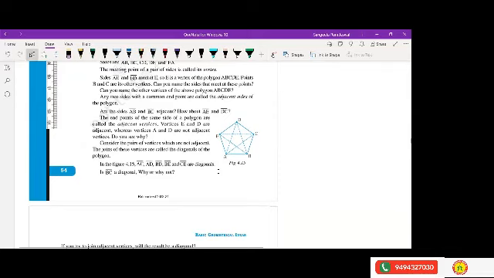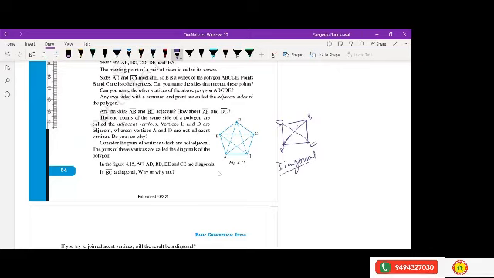Now, when we talk of diagonals, what are diagonals? If I'm talking about diagonals of a polygon, suppose I have this quadrilateral, a 4-sided polygon. Diagonals are formed when you join the opposite ends. If I join this end with this and this end with this, the lines that join the opposite ends are called diagonals. From A to B is one diagonal, from C to D is another diagonal. A diagonal is a line segment that joins opposite ends.